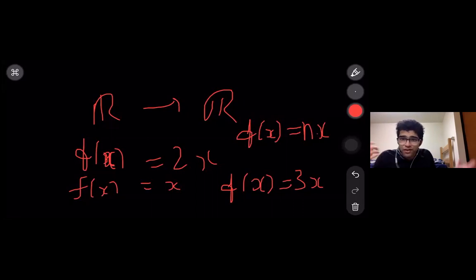No, because then every number is mapped to 0, because we're saying f of x is 0 times x. So every f of x is 0, because 0 times anything is 0. So you have all numbers piling up to 0. So it's not one-to-one.